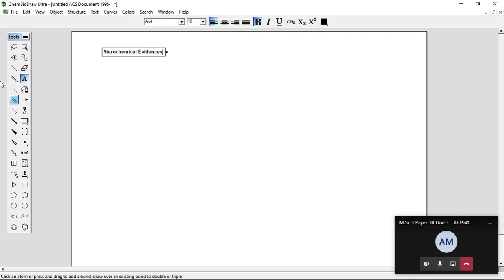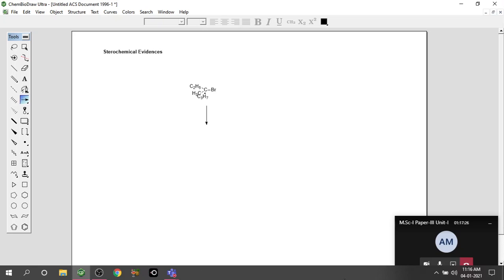Let's take an example of one reaction. So this is your tertiary alkyl halide, with C2H5, CH3 and C3H7 groups. Hydrolysis of this tertiary alkyl halide takes place. The first step is ionization of this C-Br bond.